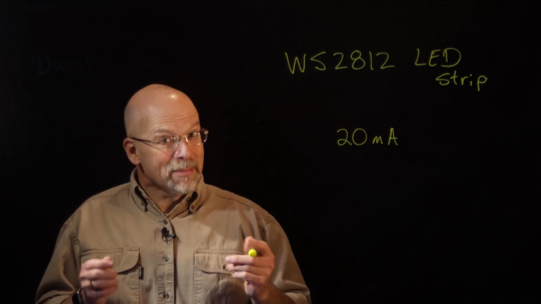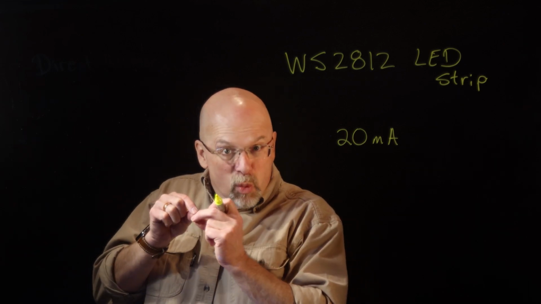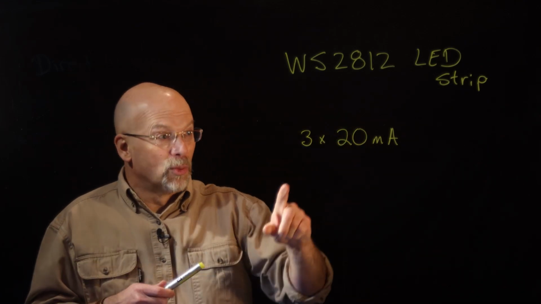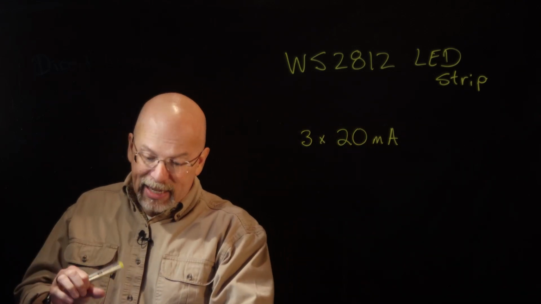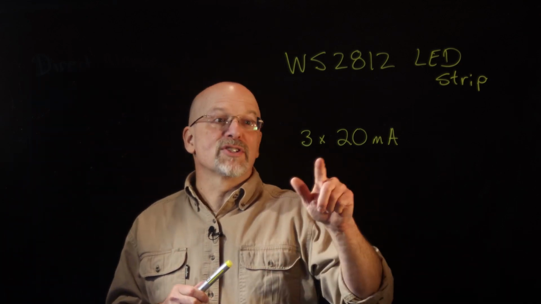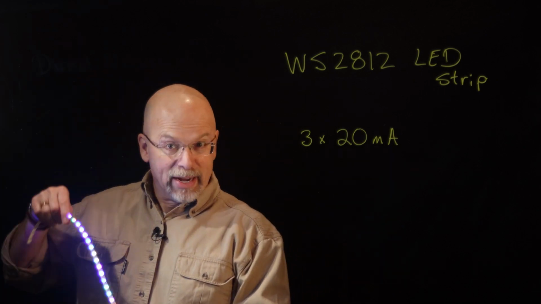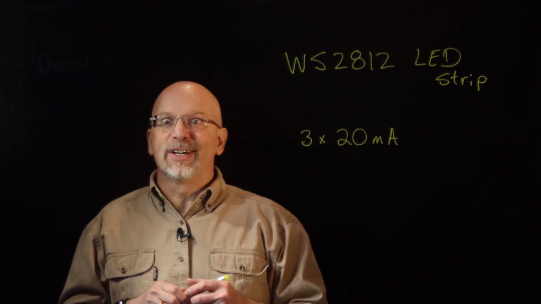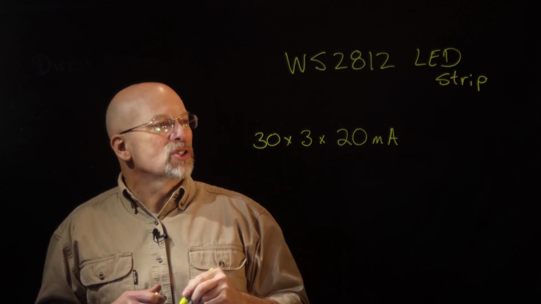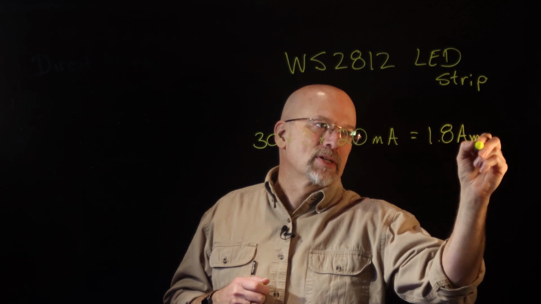Well, that means per individual RGB LED, in other words, just one of the lights, since we have 3 LEDs, a red one, a green one, and a blue one, each one of these individual lights requires a total of 60 milliamps. Well, this full string, and this is a pretty short string, has 30 LEDs. So you've got 30 times 3 times 20 milliamps, which means that's 1.8 amps.